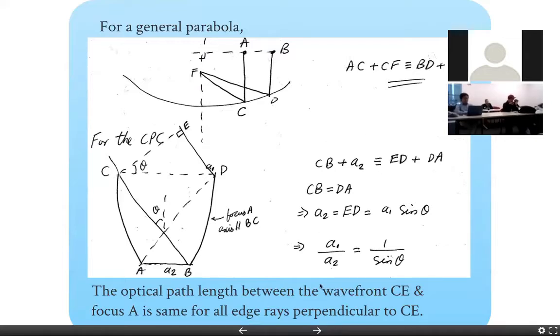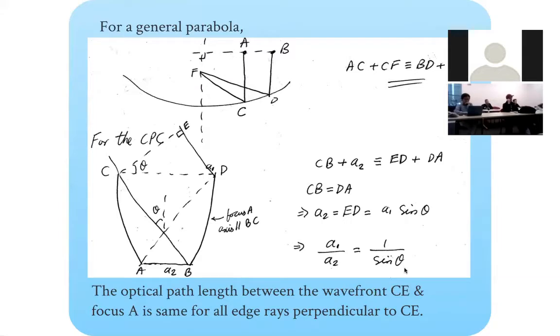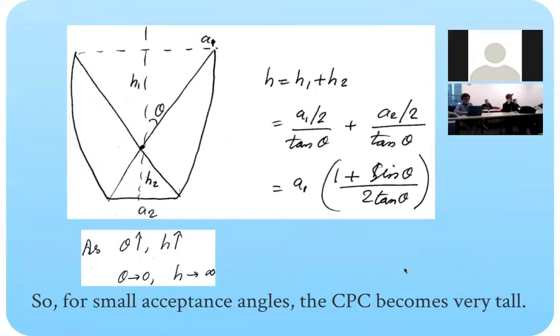Okay, so I want to make sure this derivation is clear to everyone, but it's pretty simple, right? From this equation, CB plus A2 is ED plus DA, just from the geometry. But CB is equal to DA because of the symmetry, so you can cancel out CB and DA. Then we know A2 equals ED. If A2 equals ED, ED is also A1 times sine theta. This is A1. And then A1 over A2 becomes 1 over sine theta. So relatively straightforward. Okay. Any questions about that?